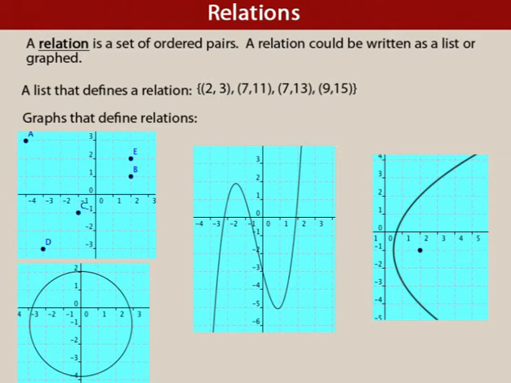In the circle, almost every x value has got 2 y values or 2 outputs, as shown by the vertical line test. So the circle is an example of a relation. This cubic graph is a relation. It's a function too. Each input has only one output.